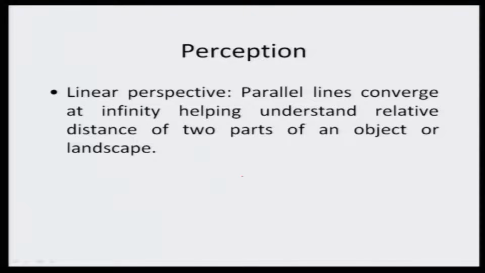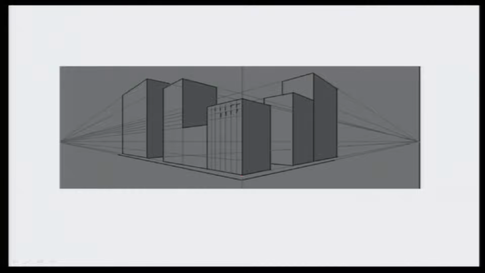So, let us come to linear perspective. When parallel lines converge at infinity, they help us understand the relative distance of two parts of an object, or they even help us understand the whole landscape. Look at this very image. Now, imagine the point where the straight lines converge. You are standing at that very point and you are looking at the urban landscape. This is what is meant by linear perspective.